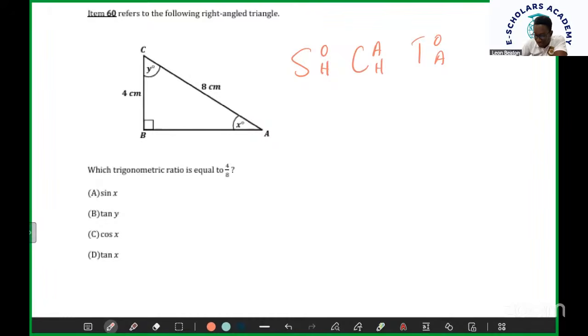So 4/8. Let's use x to start off with. If we're using x as the reference angle, this will be the opposite, and this will be the hypotenuse. Well, this will always be the hypotenuse regardless, because that is opposite the right angle. So let's see which one has that. Sine x is equal to the opposite, which is 4, over the hypotenuse, which is 8. So yeah, sine, A, nice and easy.